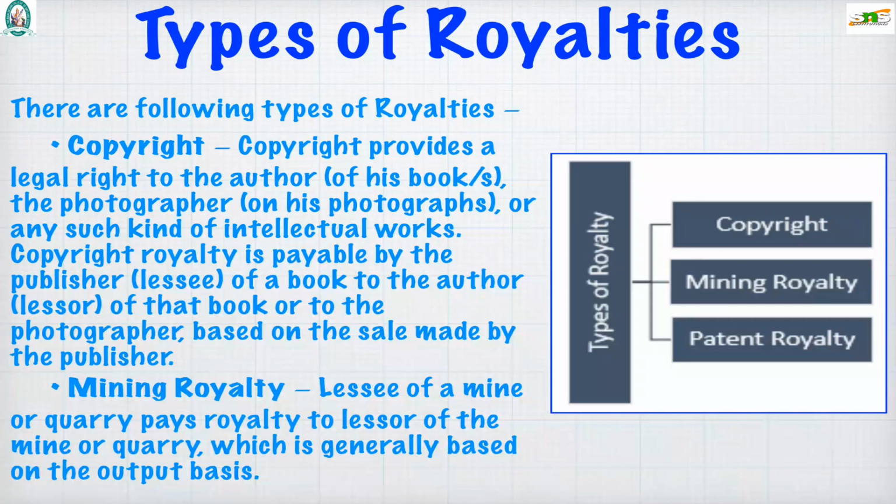Copyright royalty is payable by the publisher, that is the lessee of a book, to the author, the lessor of that book, or to the photographer based on the sale made by the publisher. The second type is mining royalty. The lessee of a mine or quarry pays royalty to the lessor of the mine or quarry, which is generally based on the output basis.